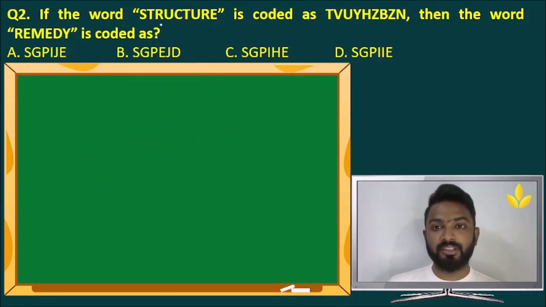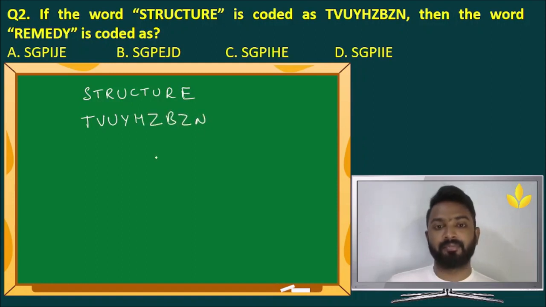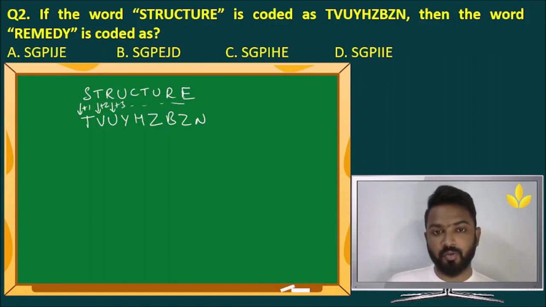Question number 2. If the word structure is coded as this, let's find out the key. STRUCTURE and then T, V, U, Y, H, Z, B, Z, N. Okay, what is the key? We have S plus 1 is T, T plus 2 is V, U plus 3 is X, and so on and so forth. Plus 1, plus 2, plus 3, plus 4, and so on. The same thing is applied for remedy.